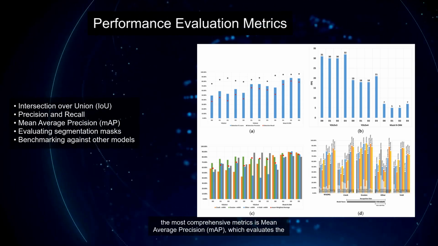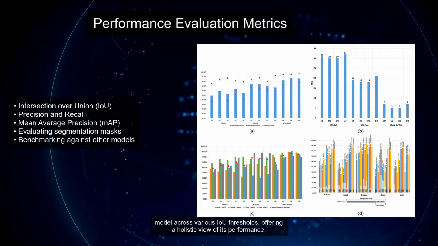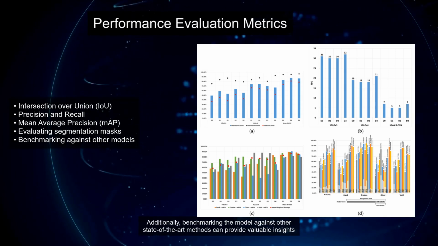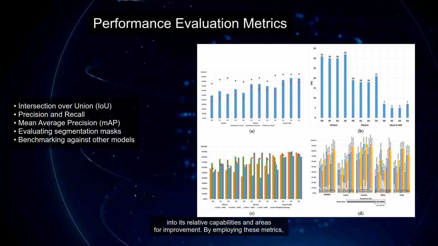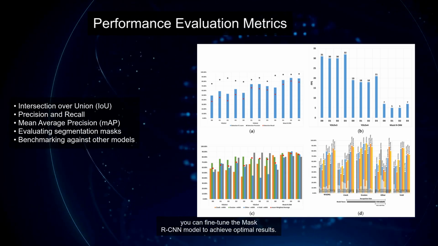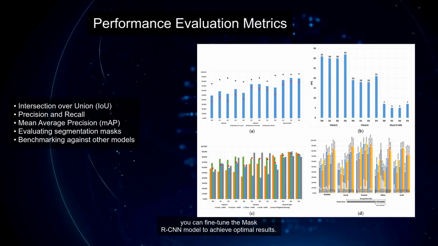One of the most comprehensive metrics is mean average precision, mAP, which evaluates the model across various IOU thresholds, offering a holistic view of its performance. Additionally, benchmarking the model against other state-of-the-art methods can provide valuable insights into its relative capabilities and areas for improvement. By employing these metrics, you can fine-tune the Mask R-CNN model to achieve optimal results.